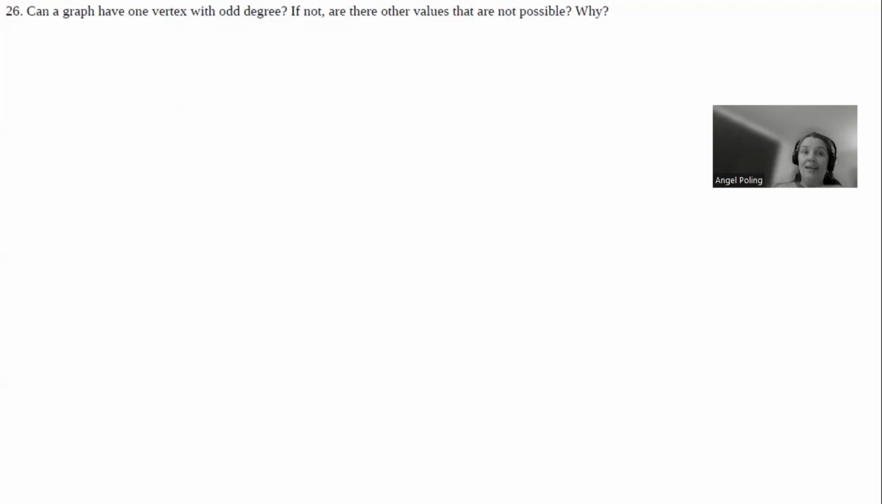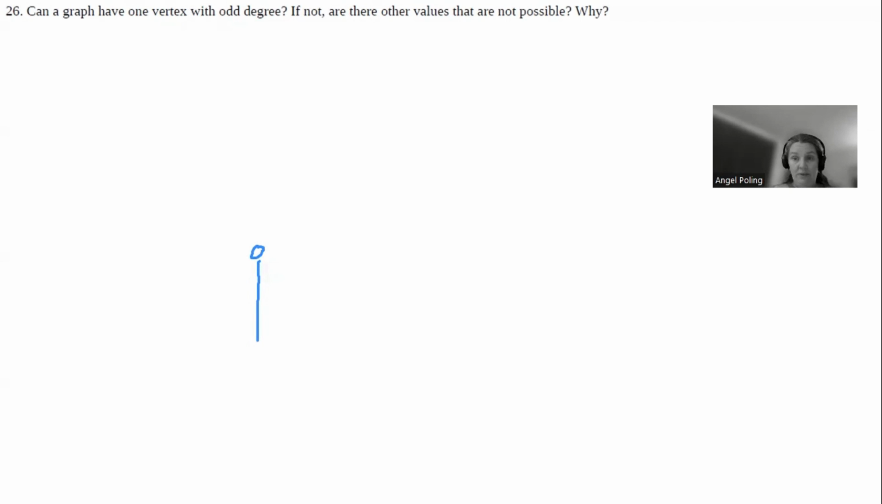All right, can a graph have one vertex with odd degree? So every other vertex in the graph has to be even, is what they're saying. Okay, so let's get the pen out. And then it asks, if not, are there other values that are not possible and why? Okay, so can a graph have one vertex that's odd? And the answer is no.